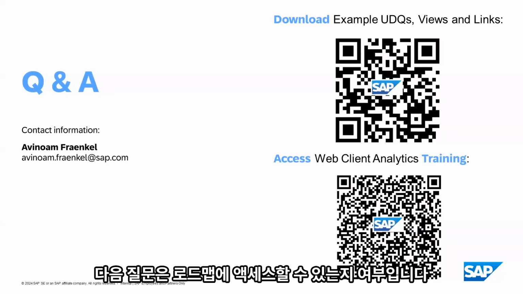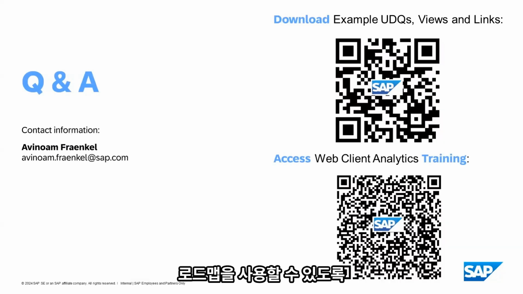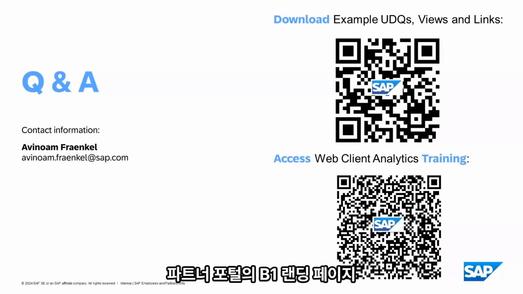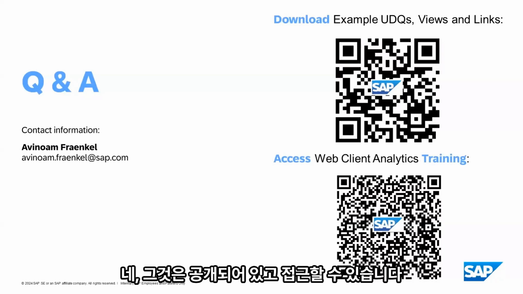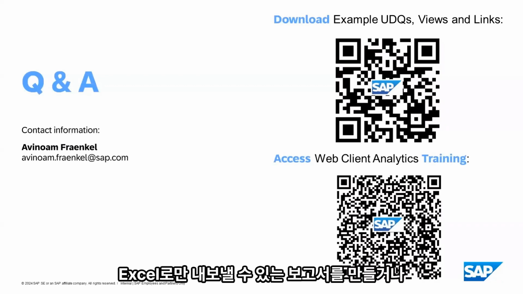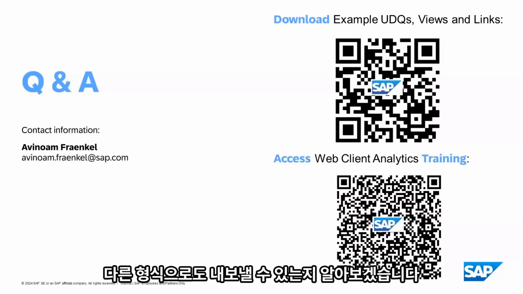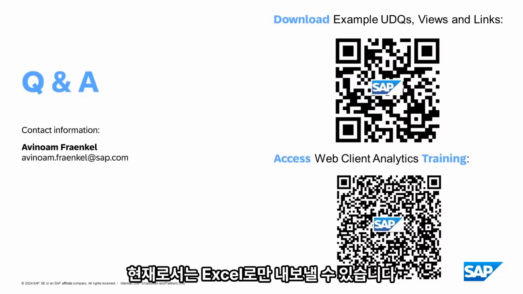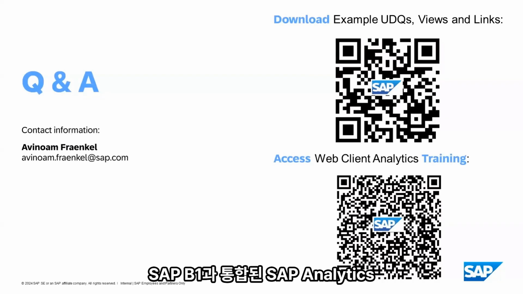Okay. The next question is, can we access a roadmap? So the roadmap is available. You can look for it on the main page, the landing page of B1 on the partner portal. And yes, it's public and you can access it. And then, okay, we're almost at the top of the hour, so maybe let's just take one or two more. Can reports be exported only to Excel, or are other formats available for exports as well? At this point in time, we can only export to Excel.